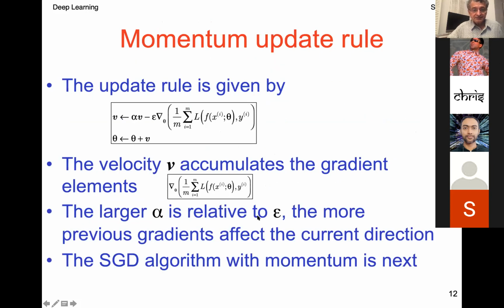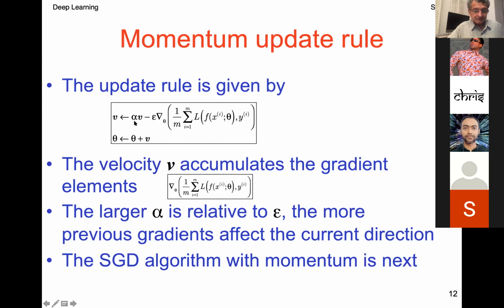So there is a momentum update rule. The update rule is given by V gets alpha V minus epsilon times this, the usual derivative we deal with. Instead of updating the parameter directly like this, we bring in this velocity to play a role. The velocity V accumulates the gradient element. So the directionality is somehow included here.